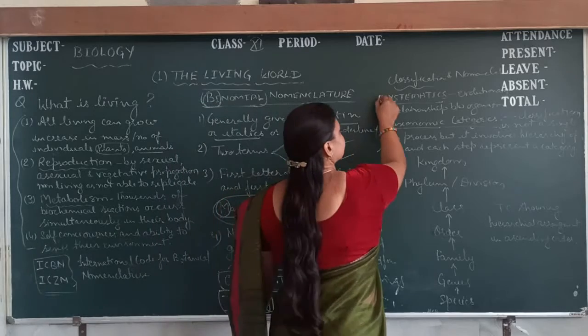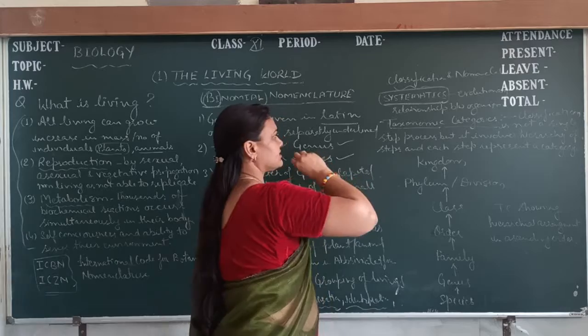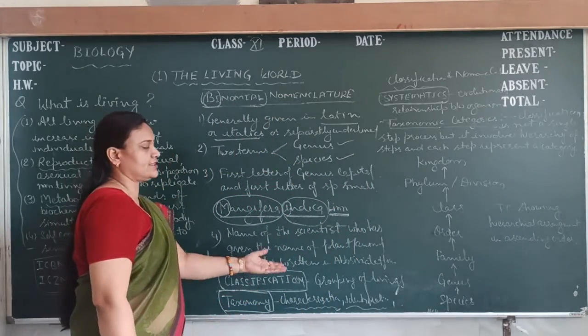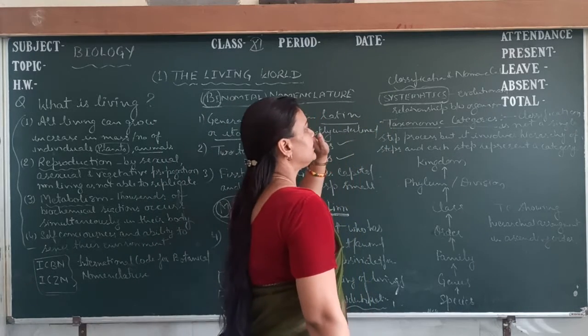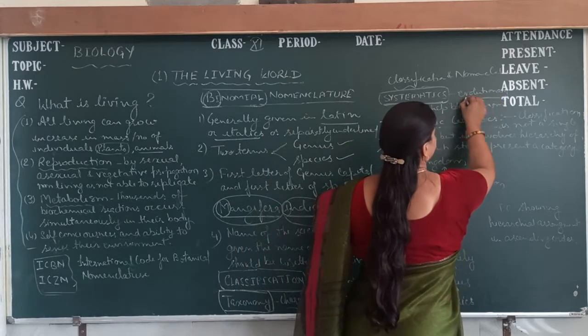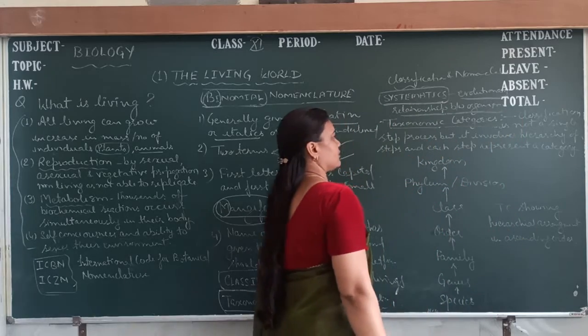The next is systematics. Systematics is also a branch of biology which is slightly different from taxonomy. It includes characterization, identification, classification and nomenclature. But it also includes the evolutionary relationship between the organisms. So it is more advanced in comparison to taxonomy.